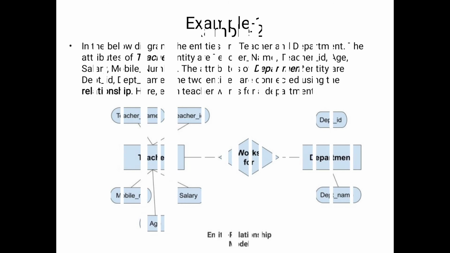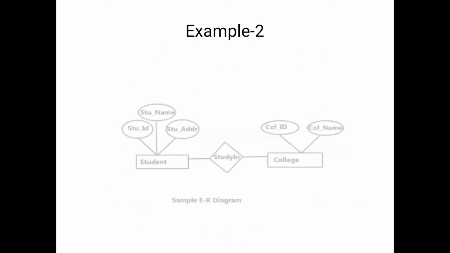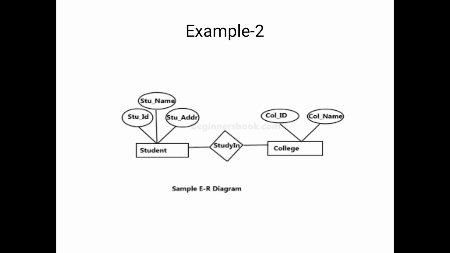Now we will move to another example. Here also I will consider two entities. The rectangle represents the entities student and college. What is the relation between student and college here? Student studies in college. So that's why we will call this ER diagram student studies in college.